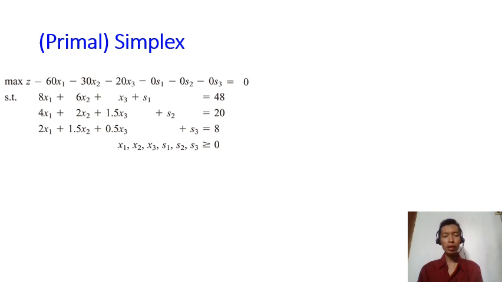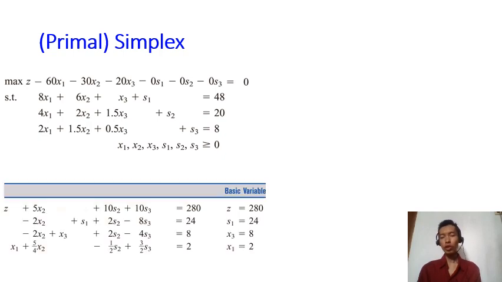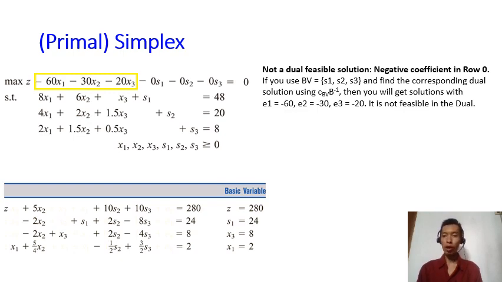We start by looking at the row 0 and it has negative coefficient. So we perform the simplex algorithm until we reach the optimal table in which we do not have any negative coefficient in row 0. Then we have reached the optimal solution. So we can say that for the primal simplex, we start with the solution that is not dual feasible. Why is it not dual feasible? Because it has negative coefficient in the row 0.